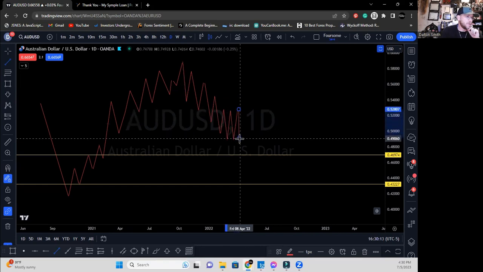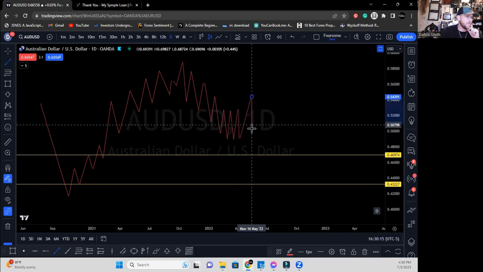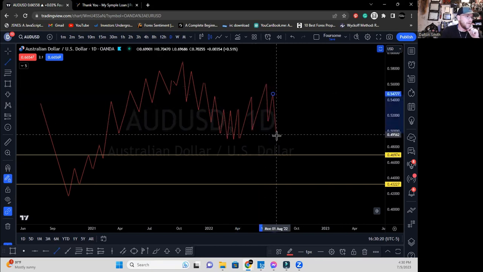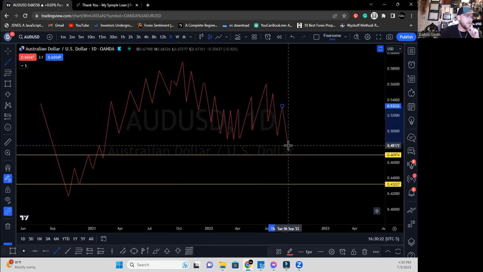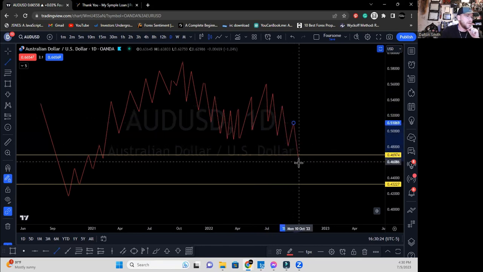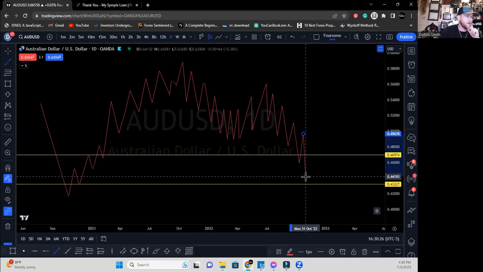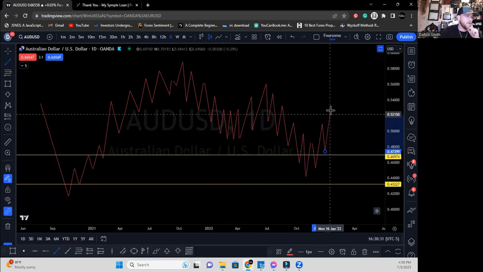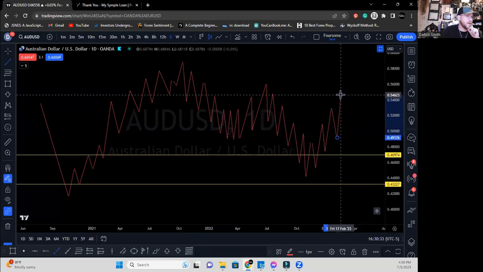If we do like this, all of a sudden we're on an uptrend again. This makes sense. Downtrend. Let's do an uptrend now. Uptrend. Let's do a downtrend.